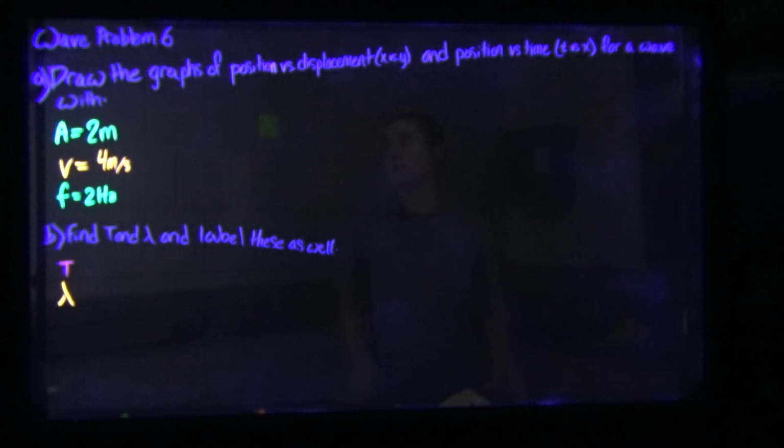So this is wave problem number 6. We're asked to draw the graphs for position and displacement, so that's going to be an XY plot, and position versus time. We're going to have t on the x-axis and then a position, which is x, on the y-axis, for a wave with amplitude of 2 meters, velocity of 4 meters per second, frequency of 2 hertz. And then part B is to find the period and the wavelength and label these on the graph as well.